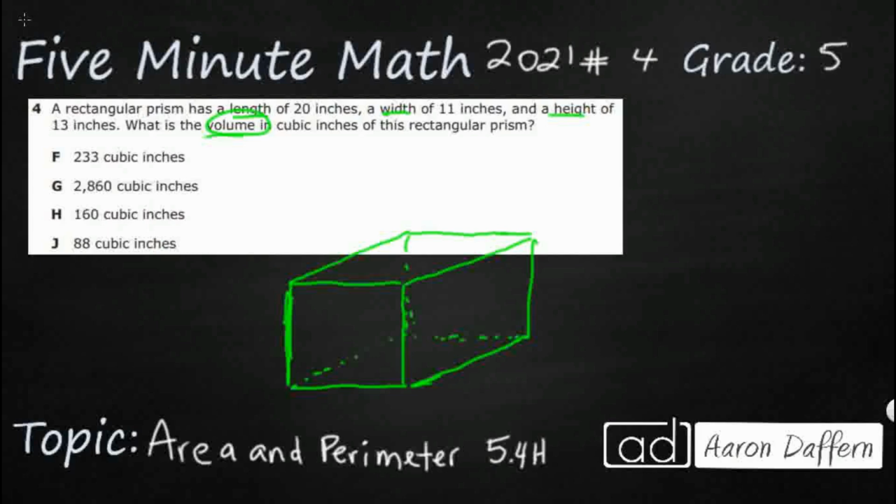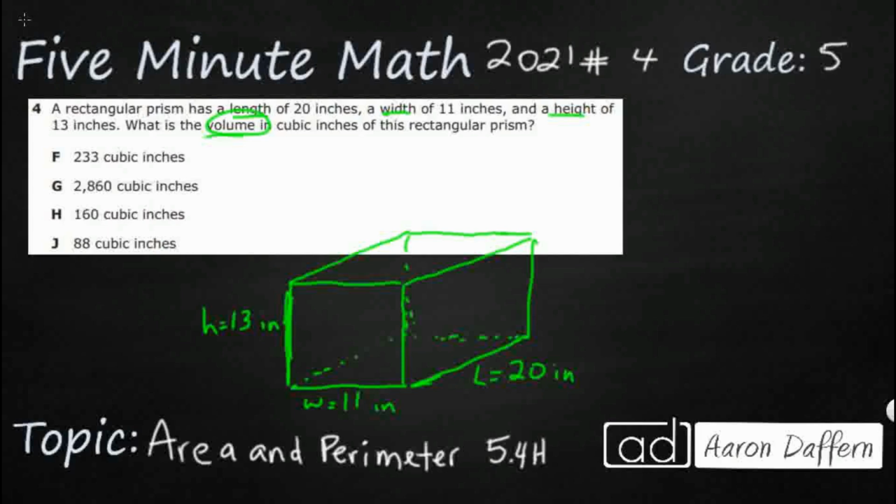And so we can say that we've got a length of, let's call this 20 inches. I'll just put that on the longer side there. I'm going to say my width here is 11 inches. And then we have a height of 13 inches. So we're going to say H equals 13 inches. So there we go. That's what we need for our volume.